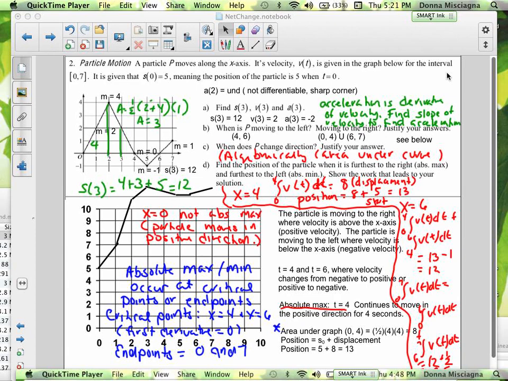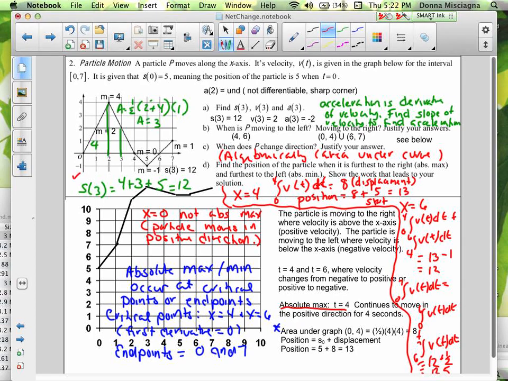Well, I have s of 3 equals 12. Where did the 12 come from? Well, we have to add in the initial position, right? So the position is going to be our displacement plus initial position. As you can see right underneath the graph there, s of 3 equals 12. 4 plus 3 plus 5 gives us 12.